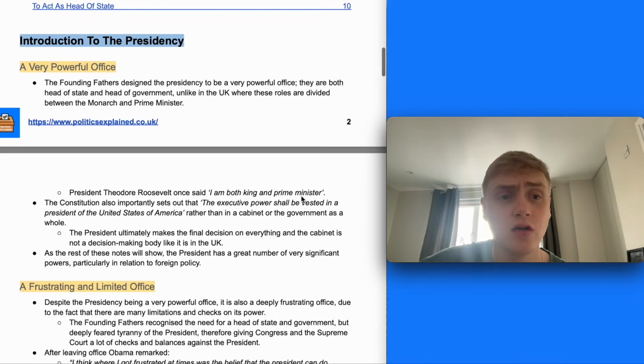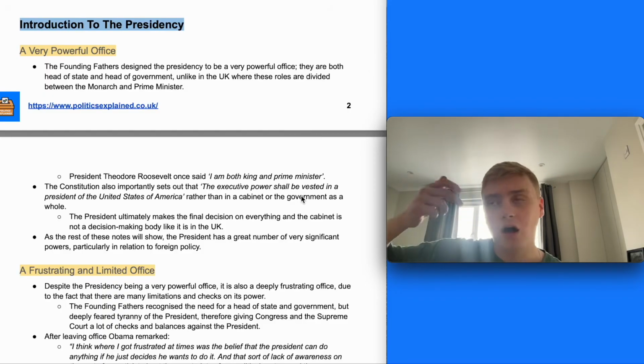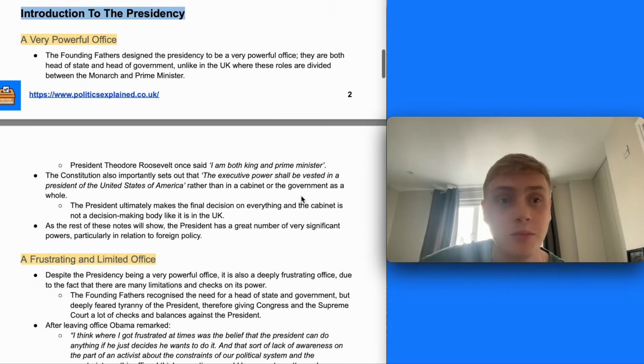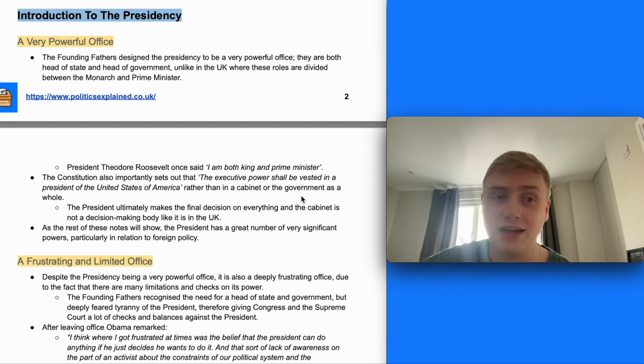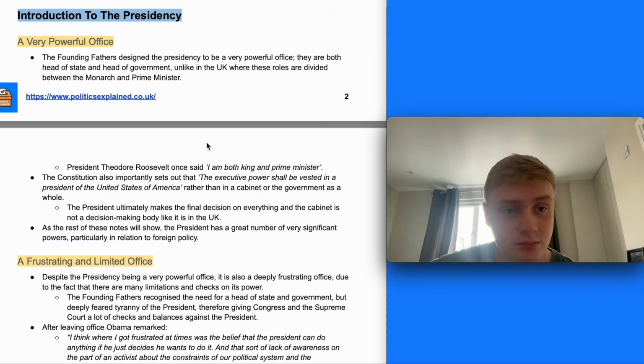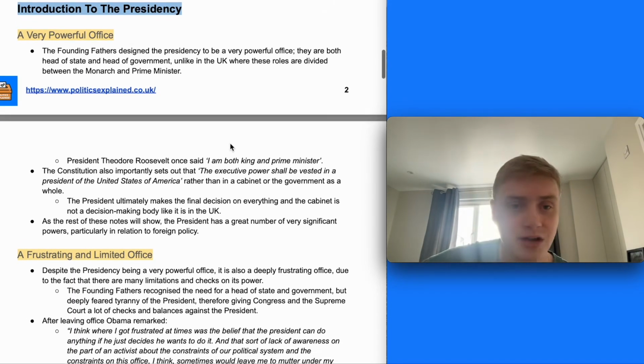So, starting off, we'll have a quick look at an introduction to the presidency. A really useful way to understand the presidency is that it's a very powerful office, but at the same time, a very frustrating and limited office. First of all, a very powerful office. The founding fathers designed the presidency to be very powerful. They're both head of state and government, unlike in the UK, where the roles are divided between the monarch and the prime minister. The president, Theodore Roosevelt, once said, "I am both king and prime minister."